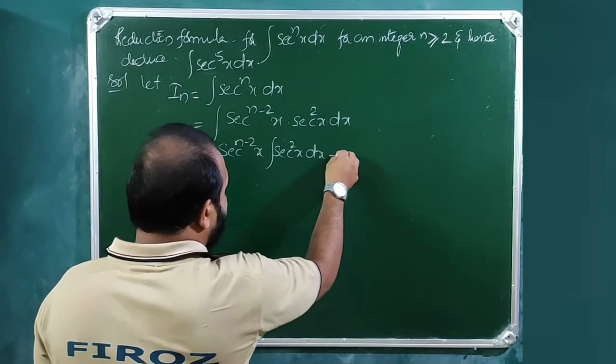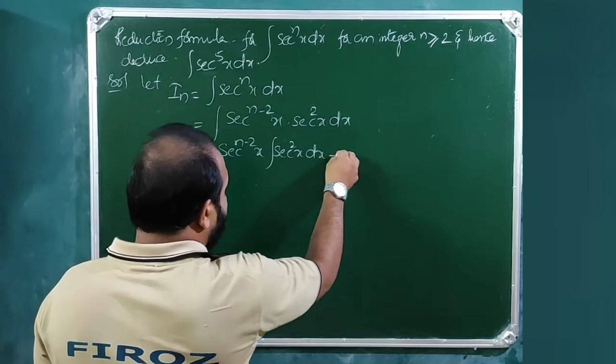So if you transpose it to the other side, it will be divided by it. Therefore I n is equal to secant power n minus 2 x into tan x by n minus 1 plus n minus 2 by n minus 1 I n minus 2, where n is greater than or equal to 2. So this is the reduction formula for the integral secant power n x dx.